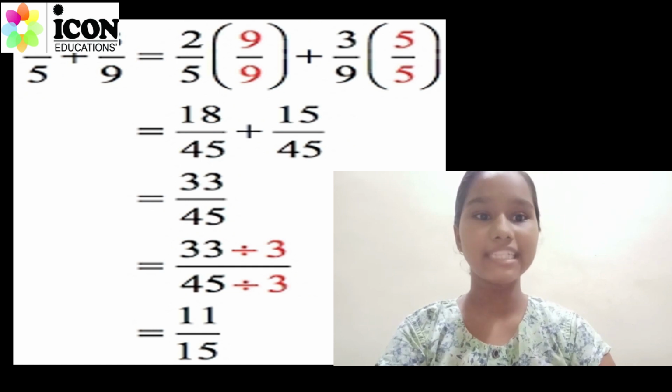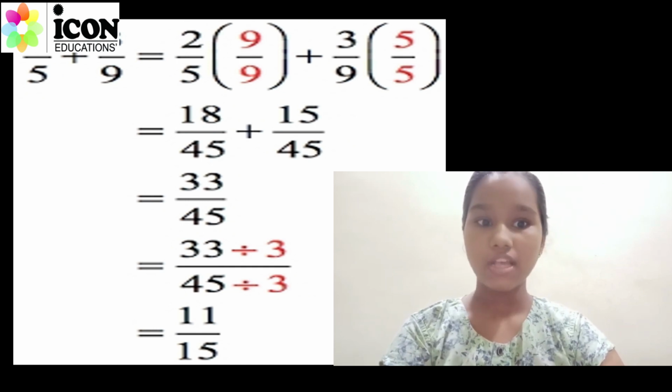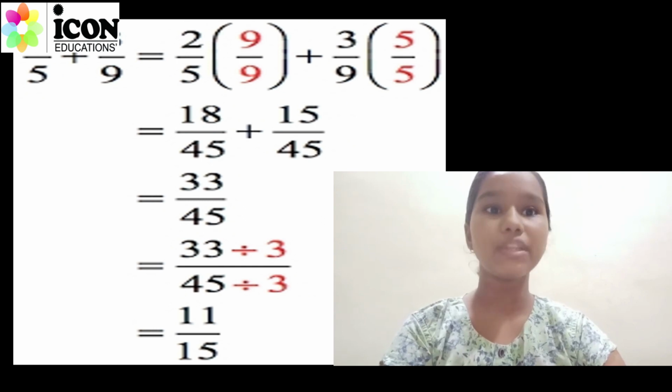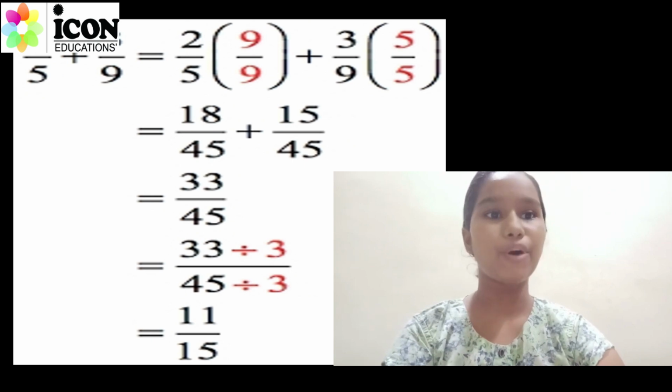We will add 18 plus 15 will get 33 upon 45. So 33 and 45 both are divided by 3. So we will simplify it as 11 upon 15.